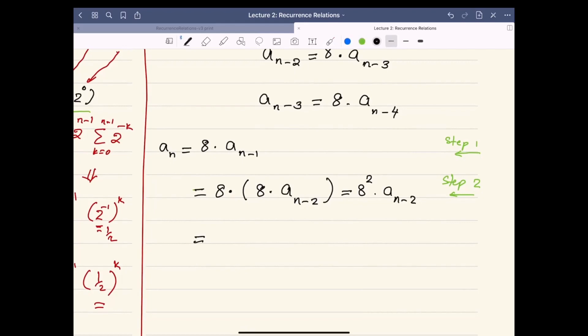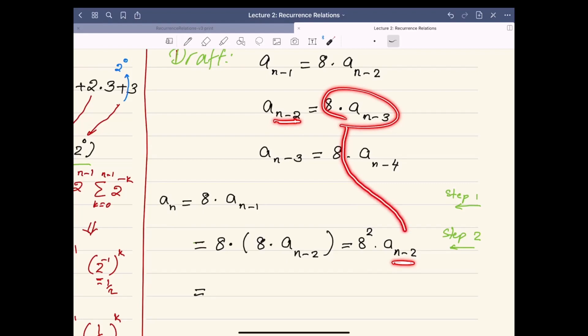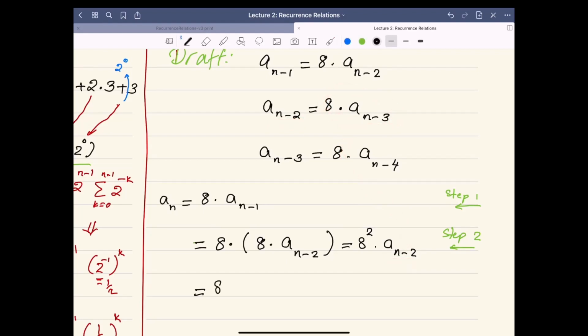Let's make another substitution. So an minus 2 is already given here. So substitute this equation in here. And the answer will be equal to 8 squared multiplied by 8 multiplied by an minus 3. And this will be equal to 8 raised to power 3 multiplied by an minus 3. And I will write here that this is step number 3.